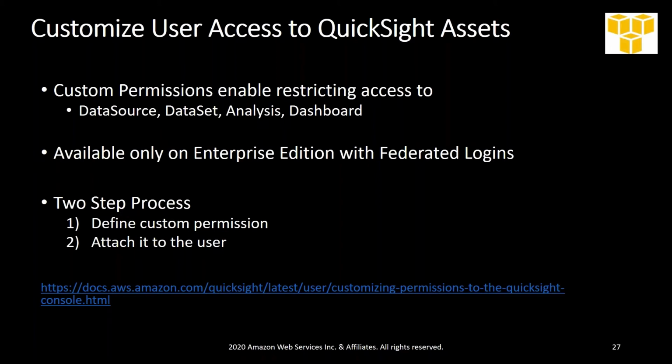The first step is to define the permission, meaning what combination of restrictions you want to apply. Should it be data source and data set, or all 3, data source, data set, and analysis, that you want to restrict, or is it only the data source? You can have various permutations and combinations of how you want to set the restriction. That is the first step. The second step is to attach this permission to a user. This decoupling allows you to be more flexible. As and when a user's role changes, you can just attach them to that particular permission set, right?